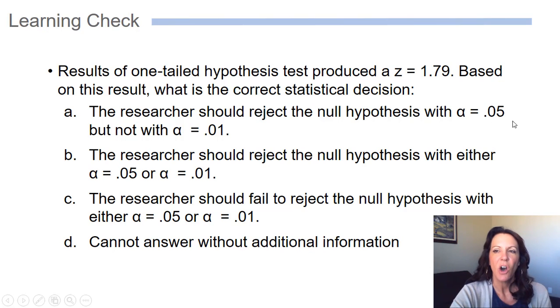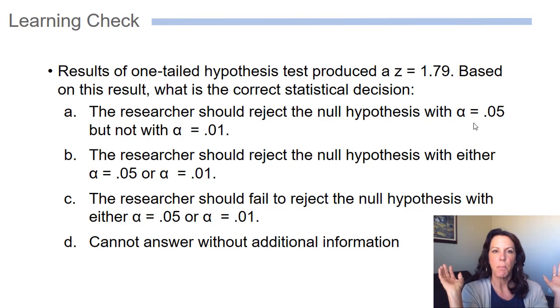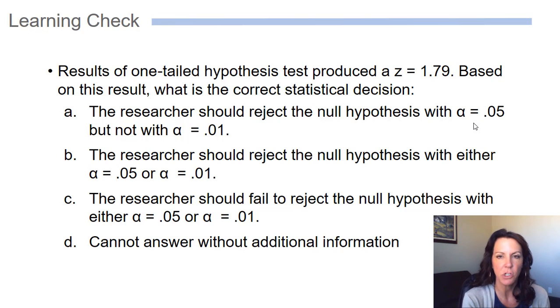So if my cutoff is 1.65 at an alpha of 0.05, is 1.79 more extreme than that? It is. It's further out into the tail. 1.79 is more than 1.65. So in this case, I reject the null hypothesis. I reject the idea that my sample mean is just like the population mean. I say, no, it's different. So I do reject the null at 0.05. Do I do so at 0.01?